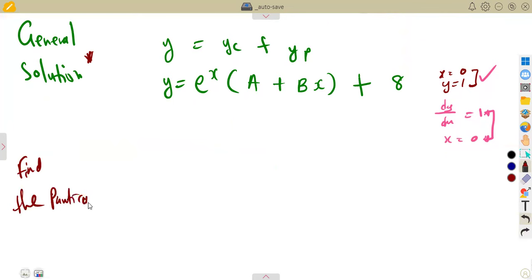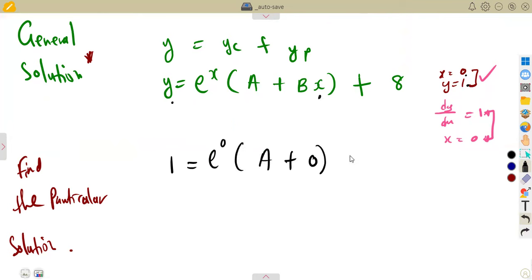That's it. It's now a solution. This one is not an integral. So take note. So let's start with the first condition. x is 0, y is 1. When x is 0, that's e to the exponent of 0 into a plus 0 there, plus 8. e to the exponent of 0 is 1. So if I transpose this, it's going to be 1 minus 8, which is minus 7, is equal to a plus 0, times 1, which is just a. So I have got the value of a.